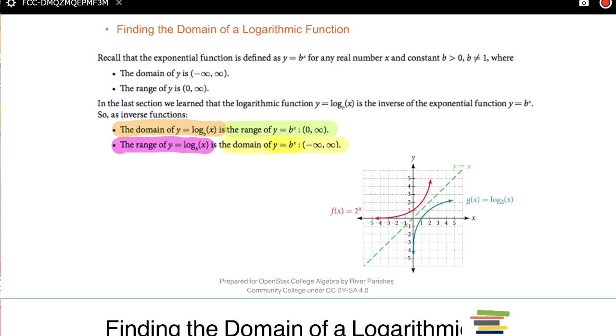You can look at the graphs here. You can see the domain is all real numbers, and the range goes from 0 to infinity for the exponential function. For the log function, this is the log function here. You can see that the domain goes from 0 to infinity. There are no negative x's. So from 0 to infinity, and then the range is all real numbers. So this is the basic shape of a log function.